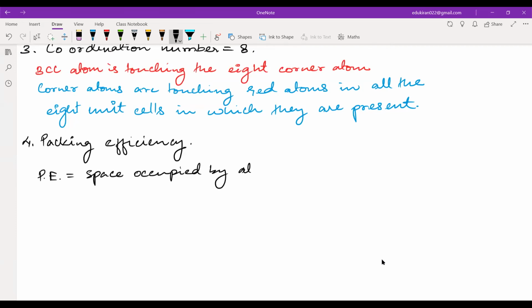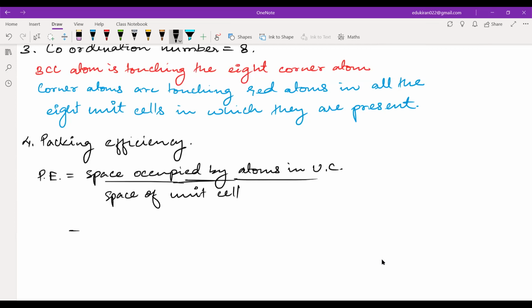Packing efficiency is the space occupied by atoms in the unit cell divided by the space of the unit cell. So the space occupied by atoms in the unit cell will be equal to Z into 4 by 3 pi r cube, because it is a sphere, into 100. The space of the unit cell will again be equal to a cube.